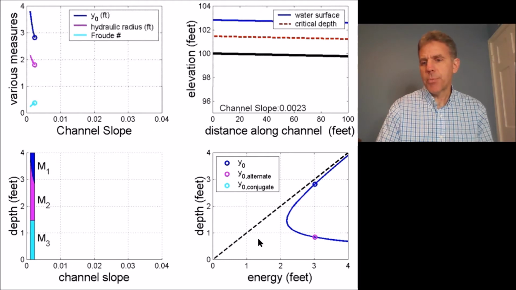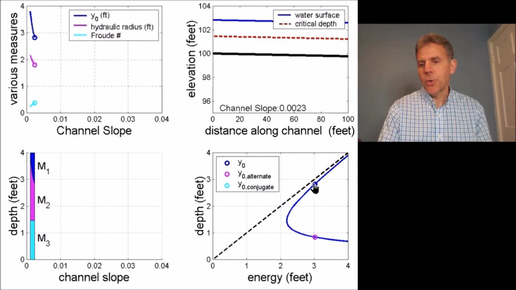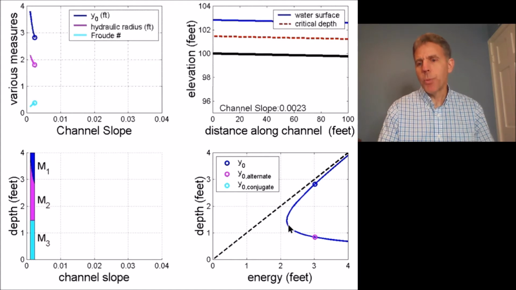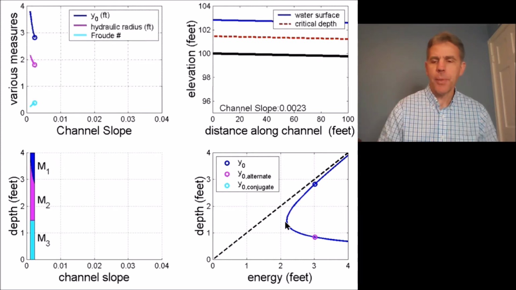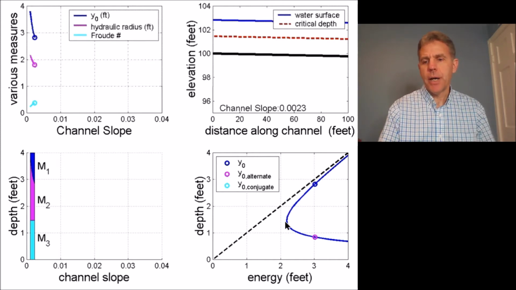There are 3 depths that are plotted: normal depth, the alternate to the normal depth, and the conjugate depth to whatever the normal depth is. Initially that's going to be a supercritical depth, which is off the screen, and then we'll see how the conjugate, the normal, and the alternate all basically converge at critical depth as we switch over from a mild to steep channel.